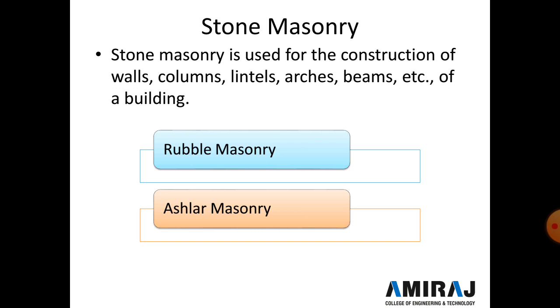So what is stone masonry? Stone masonry is used for the construction of wall, column, lintel, arch, beam, etc. of a building. Stones are abundantly available in nature, and when cut and dressed to proper shape, they provide an economical material for the construction of the various parts of the building. Stone masonry is divided into two parts: first is rubble masonry and second is ashlar masonry.